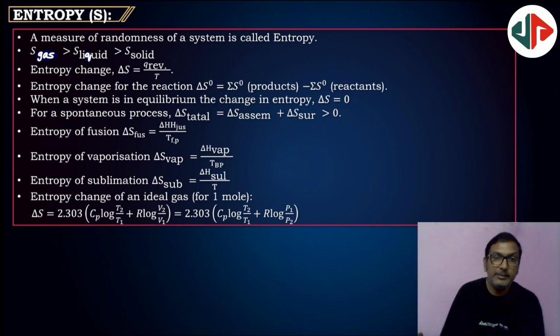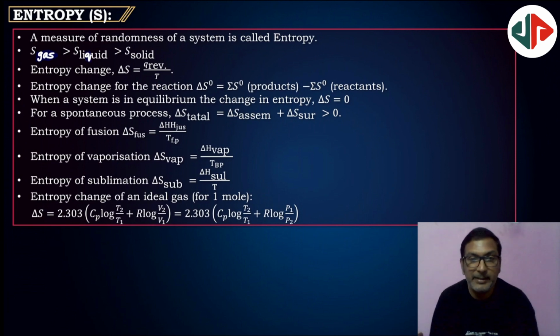Entropy of solid. In case of gas, randomness will be maximum. In case of solid, randomness will be minimum. In case of liquids, medium. Next, entropy change. Delta S is Q reversible by T.